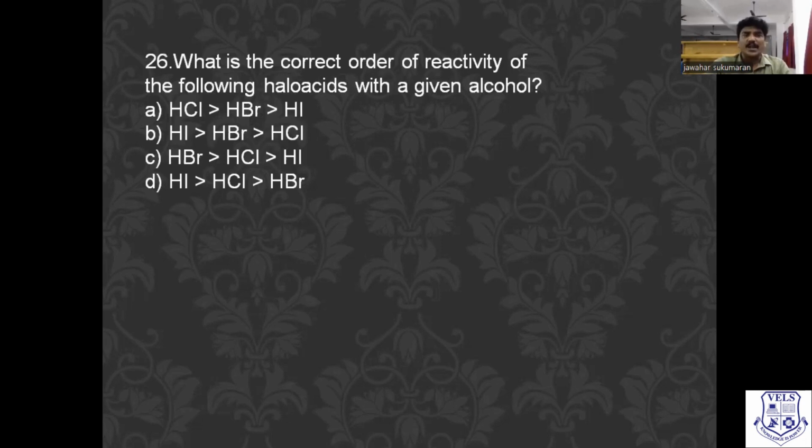Then next, what is the correct order of reactivity of the following halo acids with a given alcohol? A HCl greater than HBr greater than HI. B HI greater than HBr greater than HCl. C HBr, HCl, HI. D HCl greater than HI greater than HBr. Answer is B.